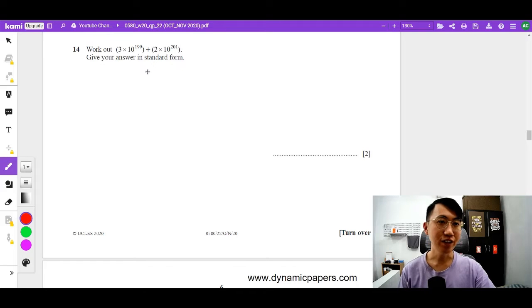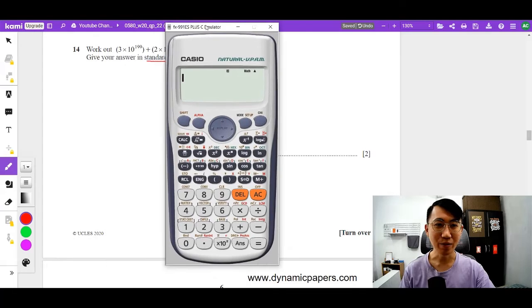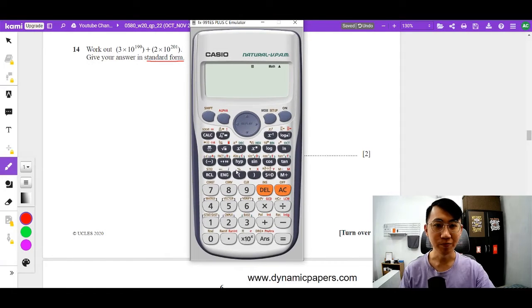Question 14, work out, and they give you some sort of a number question. Give your answers in standard form. Another 3 marks. Okay, so we can use our calculator, type what you see. Just be careful with it. Bracket 3 times 10 to the power of 199, close your bracket. 3 marks, so make sure you grab it. Plus 2 times 10 to the power of 201, close it.